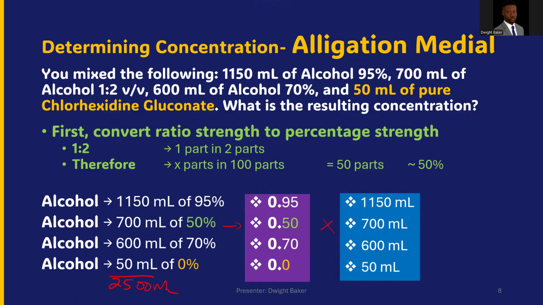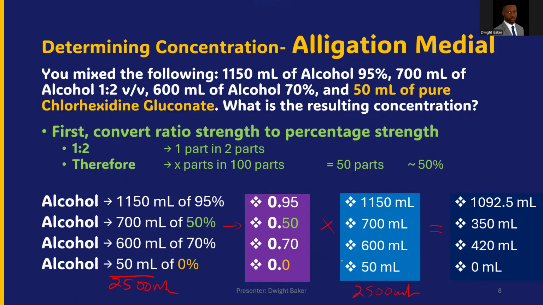Okay, so your mixture is 2,500 mils in total. But in terms of the pure ingredient that you added, once you work that out, you're multiplying those by the decimal, you're going to get 1,092.5 mils of pure alcohol in the 1150 mils. For the 750 mils, it's 50%. You're going to get 350 mils, and so on and so forth.